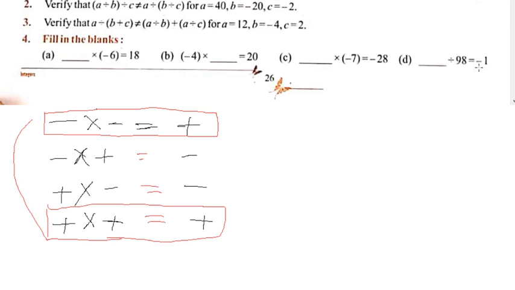Okay, in the D part you want to get minus 1. So how can you get minus 1? You have to divide it by minus 98. Okay, so you write here minus 98, because you have to take the different sign here. This 98 is in the form of positive, so you write here a negative number. Its negative value is minus 98, and minus 98 you divide by 98, you will get minus 1. Okay.